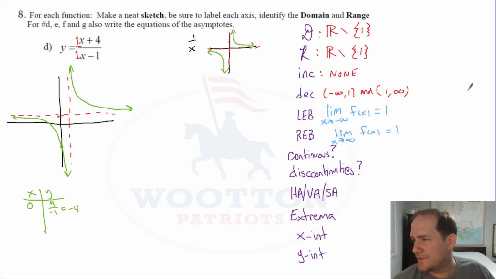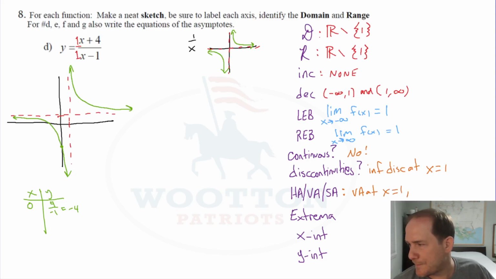Is it continuous? We can finally say, no, it's not. And so what kind of discontinuity does it have? It has an infinite discontinuity at x equals 1, which, by the way, means that we have a vertical asymptote at x equals 1. We also have a horizontal asymptote at y equals 1. We don't have a slant asymptote. Do we have any extrema? We don't.